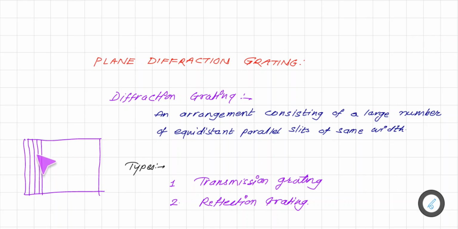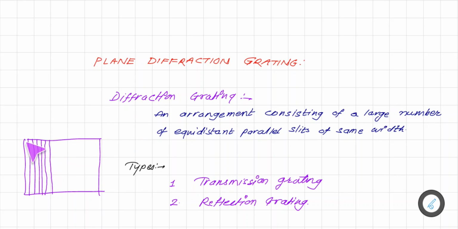So when we take a plain glass surface, that is a transmitting material, and we make this kind of arrangement by making grooves on the surface of that plain glass surface. So between two grooves there is a transparent portion which can transmit light from one side to another side, and that is why that kind of grating is called a transmission grating.